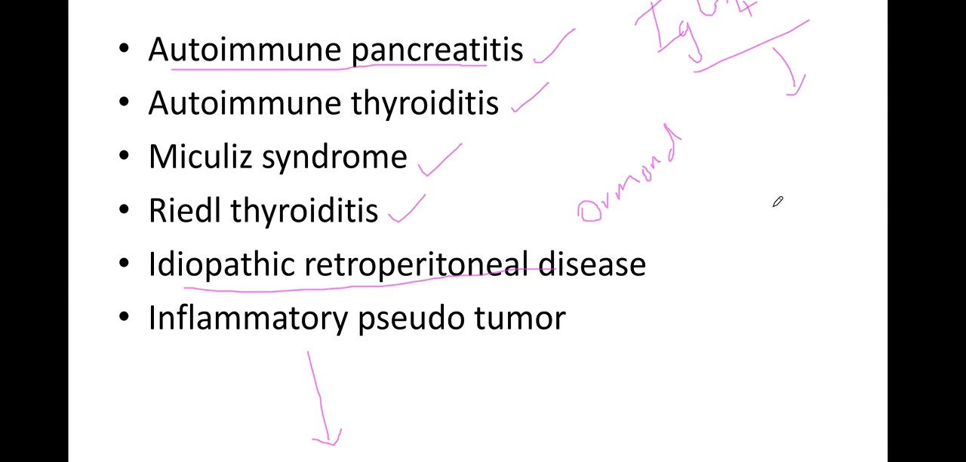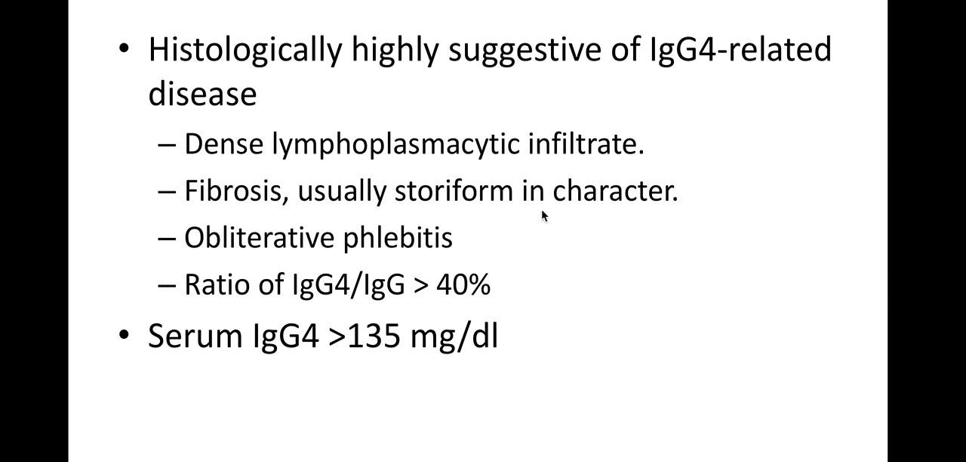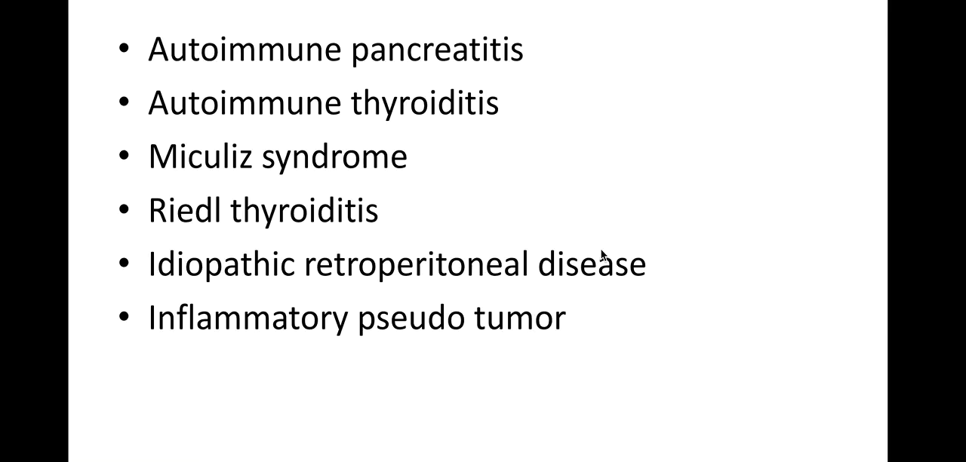From an entrance exam point of view, what is going to bother you? Look for this point, storiform, in your questions, and the criteria for all, except the values of IgG4 and the percentage for IgG4 versus IgG. And the disorders which have been reclassified can also come as: which of the following are IgG4 disorders, all except, right?